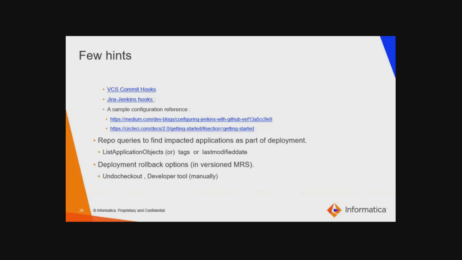The repo queries are a very useful tool here because you need to find out the objects which you want to perform as part of your patch deployment. One way of doing it is using tags, which I felt was easier and can be customized to your needs. Another option is to find out all the objects which are part of the application and just deploy them, or you can query them based on last modified date and then prepare a patch out of them. So these are certain other options which you have.